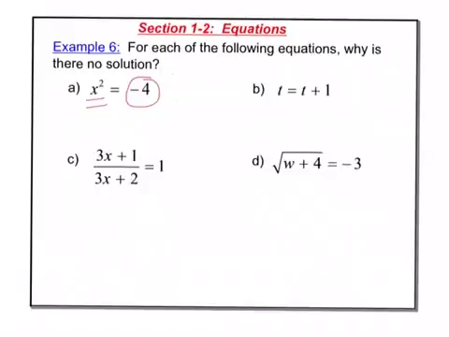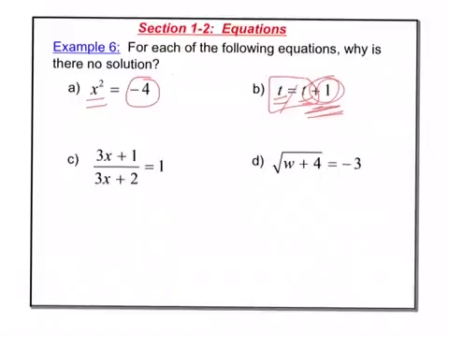B, if you have t and then you add 1 to t, there's no way that that can be equal, because t equals t is an identity, and if you add 1 to this side, that means that this side is going to be larger than the left side, so that's not going to work.